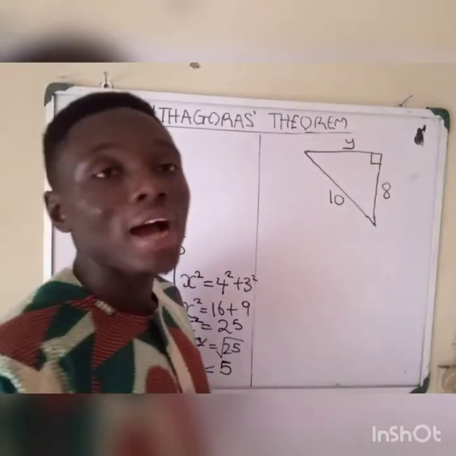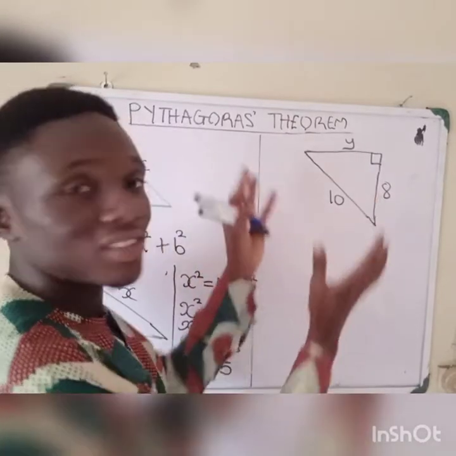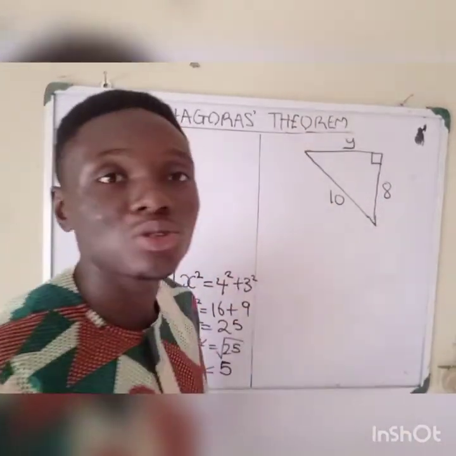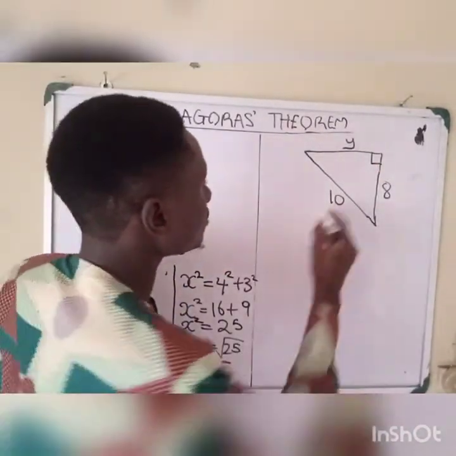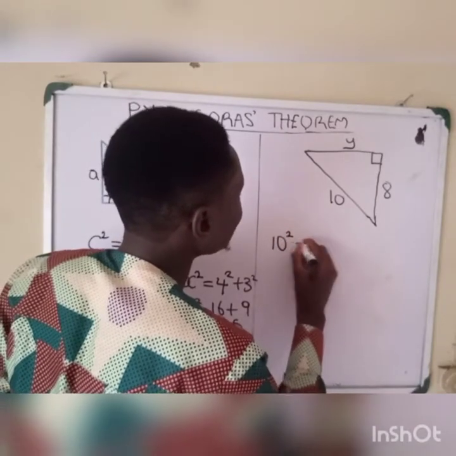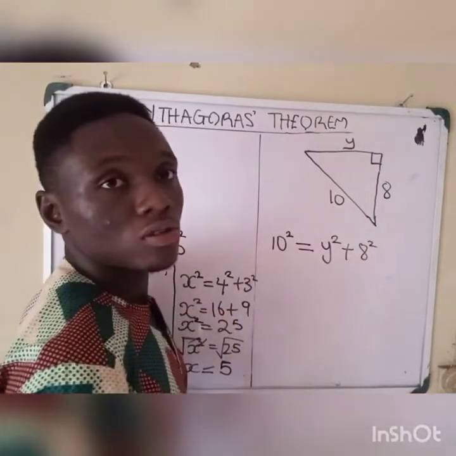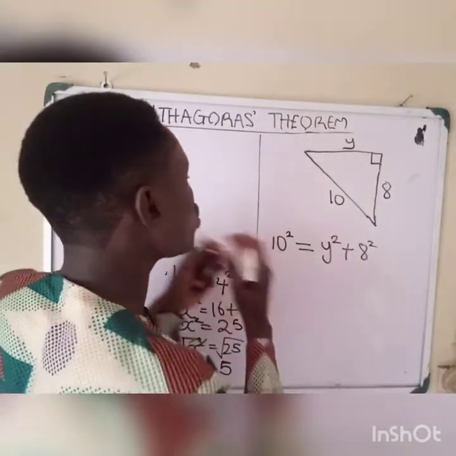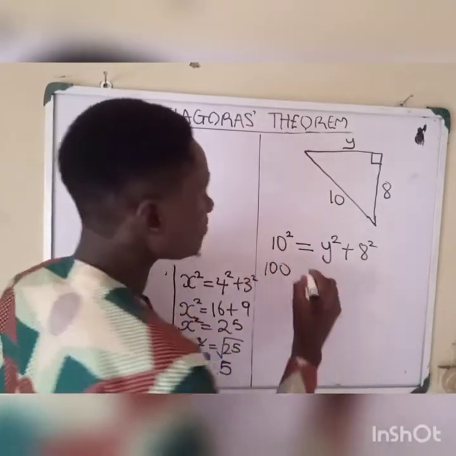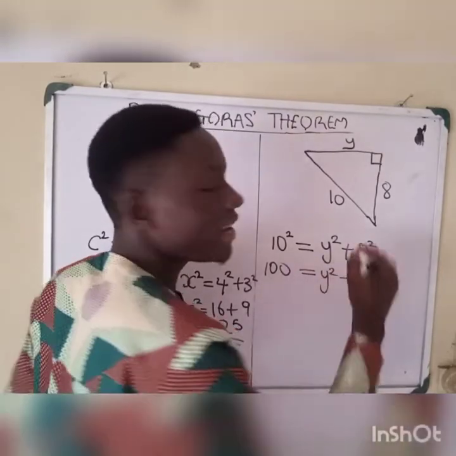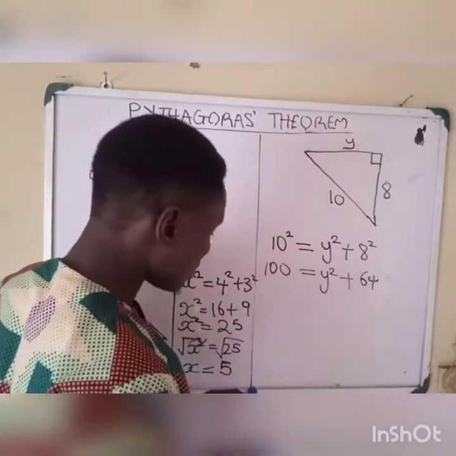Now also, suppose we are asked to find this missing side here, the value of y. No matter how they draw this triangle, we should always locate the hypotenuse. So we check which one is the longest side, or the side facing this angle 90 here, which is 10. So we have 10 squared is equal to y squared plus 8 squared. So for easy solving, the hypotenuse should be on one side and you put the others on the other side. 10 squared is what? 100, which is 10 times 10, equal to y squared plus 8 squared, which is what? 64. So we now collect like terms.